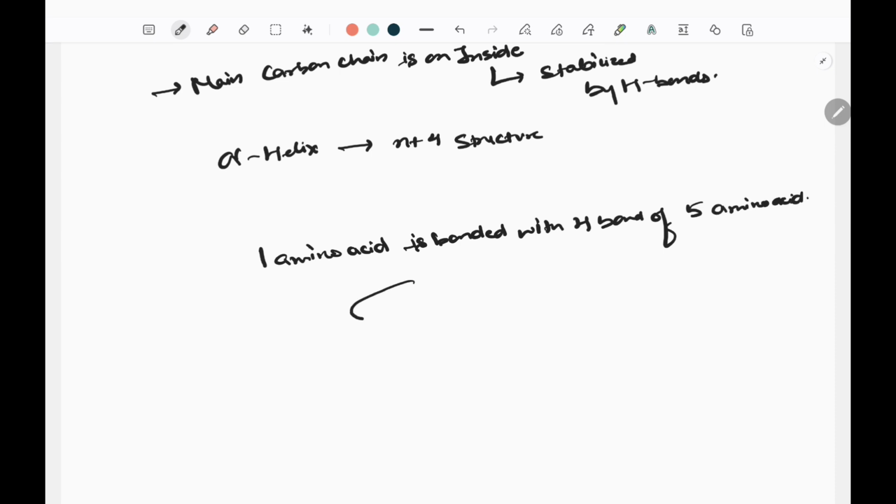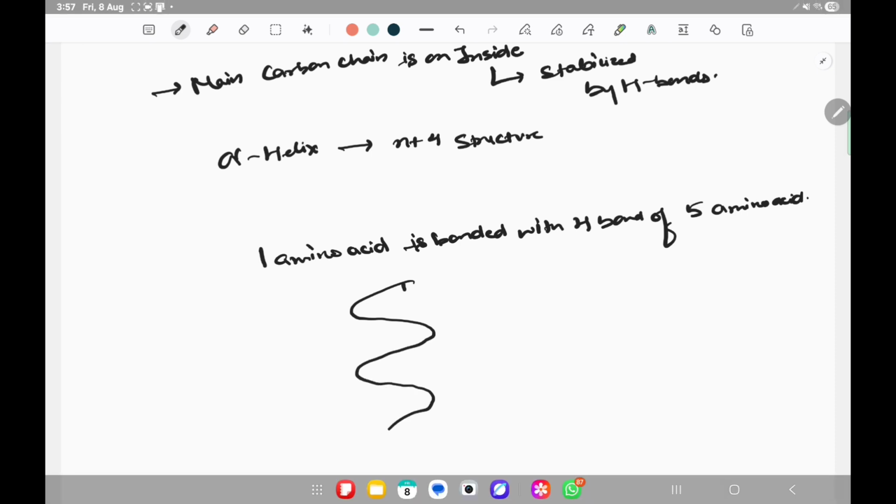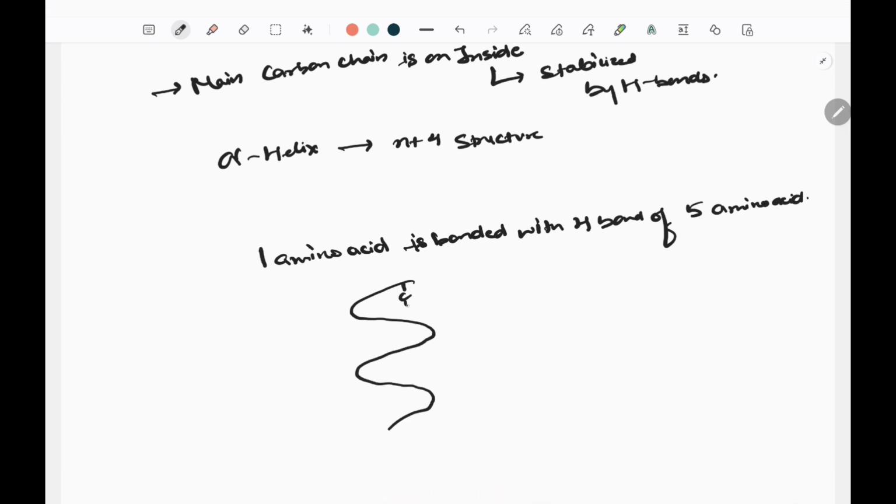For example, if this is the structure, right, and there is C O and then there's NH, if these are bonded together, then this one amino acid is bonded with this fifth amino acid, and in between there are 2, 3 and 4 amino acids here. You do not need to remember the exact structure, but you must know that there is an N plus 4 structure that occurs in the case of the alpha helix, right?